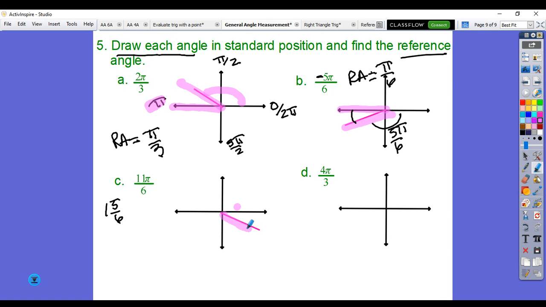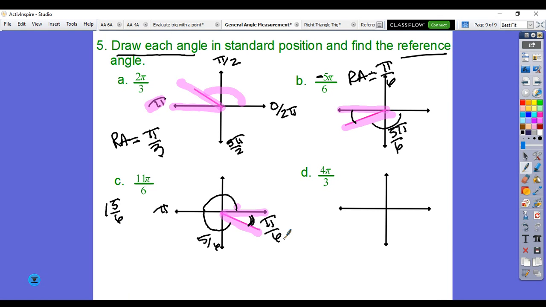To find my reference angle, I need my terminal side and the part of the x-axis that creates an acute angle. So this is 1 pi from here to here. This is 5/6 from here to here. How much is left to fill in the pi? 1 pi over 6.